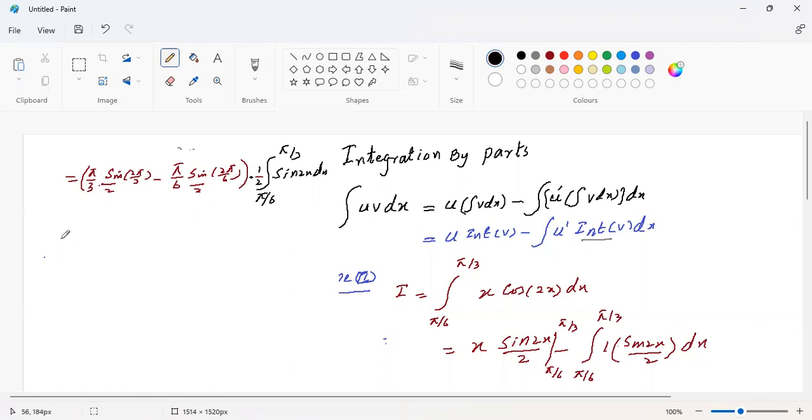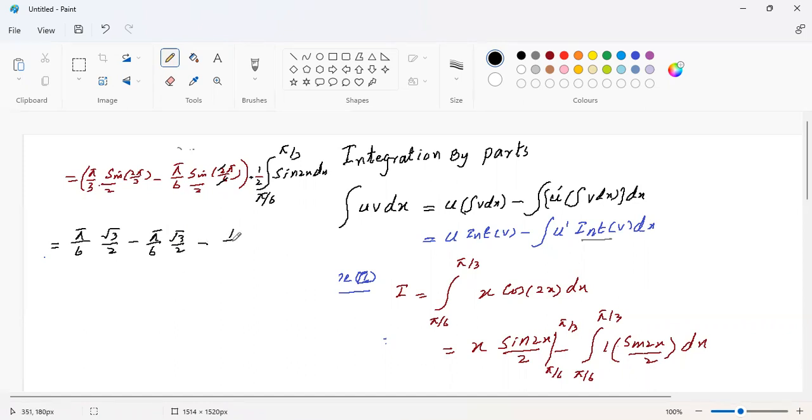Now, once again, keeping in mind the answer of this, pi by 6, pi by 3, and sine of 2 pi by 3. What is sine of 2 pi by 3? It is square root of 3 by 2. You can use your calculator to do this. And minus pi by 6, sine of pi by 3. And the sine of pi by 3, again, it is square root of 3 by 2. Keep in your mind, sine of 2 pi by 3 and sine of pi by 3 are always the same.